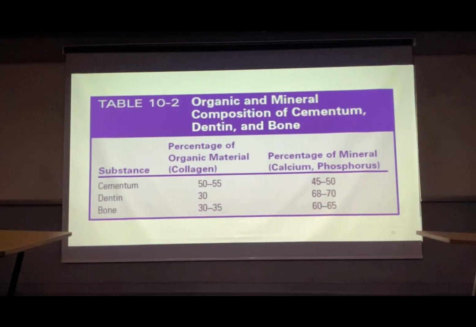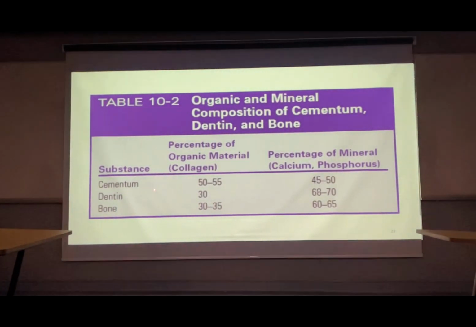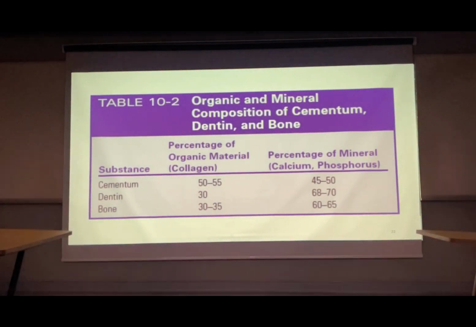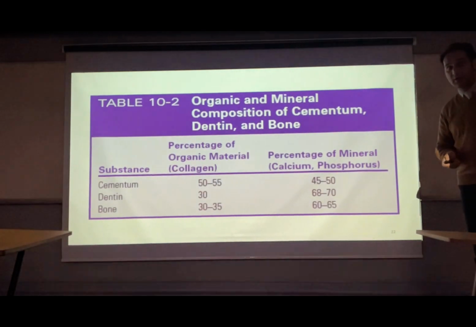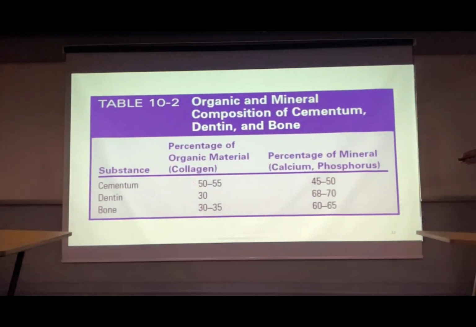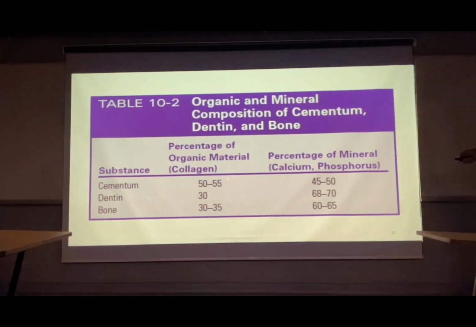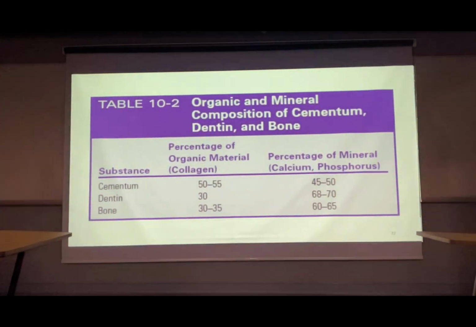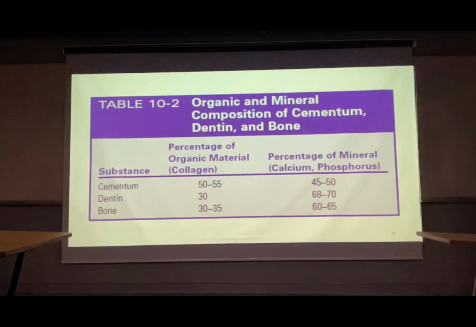You can see the structure of cementum, dentin, and bone in this part. And as you can see, cementum has a softer structure than bone. But our dentin and enamel are harder than bone. This is because of the organic materials, or collagen fibers, present in the cementum structure.